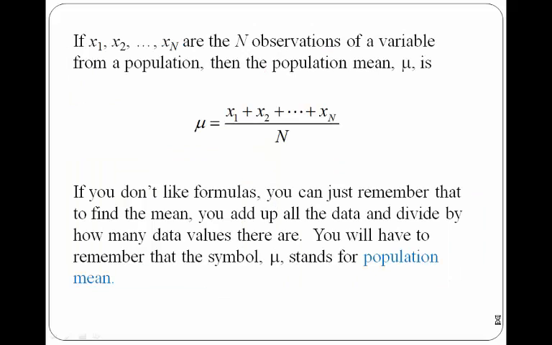If x sub 1, x sub 2, and so forth to x sub n are the n observations of a variable from a population, then the population mean mu is given by the formula mu equals the sum of all your values, all your x's, divided by the number you have. If you don't like formulas, you can just remember that to find the mean, or what you think of as an average, you add up all the data and divide by how many data values there are. If you're going to average 5 grades, you add up all of those grades and divide by 5. You will have to remember that the symbol mu stands for the population mean.